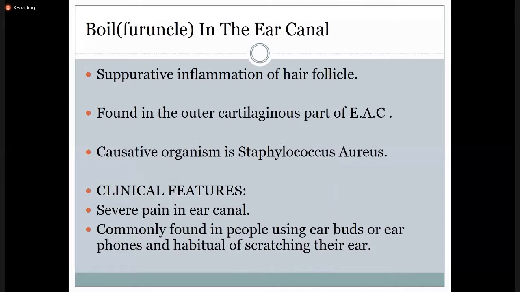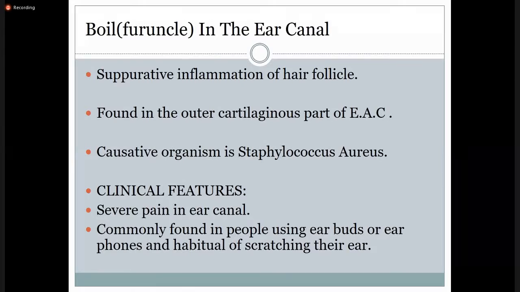The second most common condition which we come across in the external ear is the boil or furuncle in the ear canal. Wherever there is a hair follicle, hairs in the body, the suppurative inflammation of the hair follicle is called boil or furuncle, right? Boil or furuncle can be found anywhere where there are hair or hair follicles.